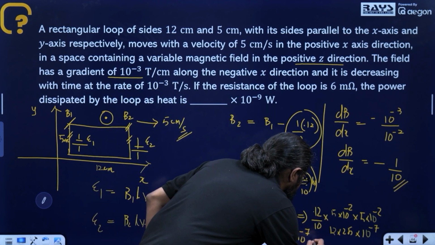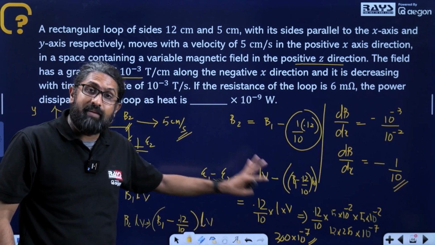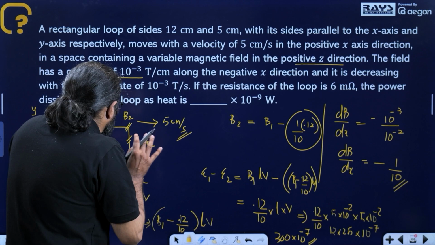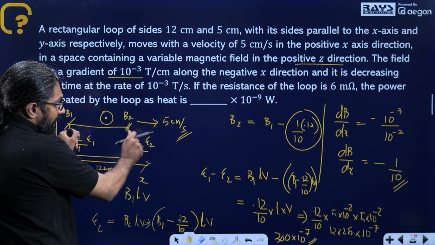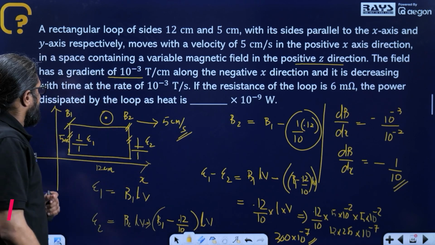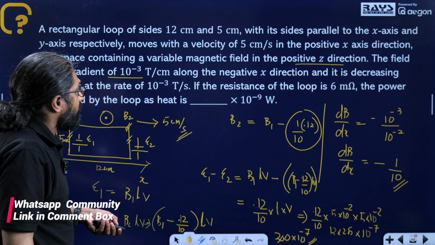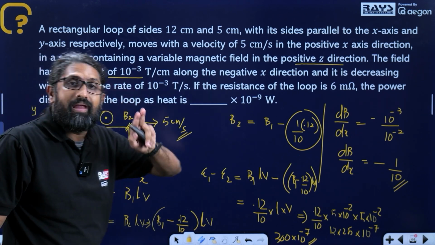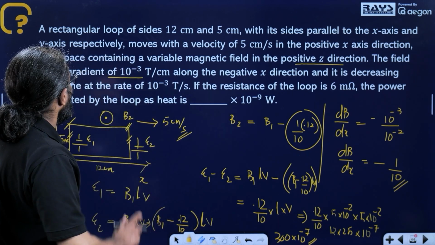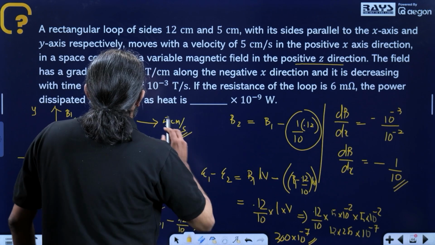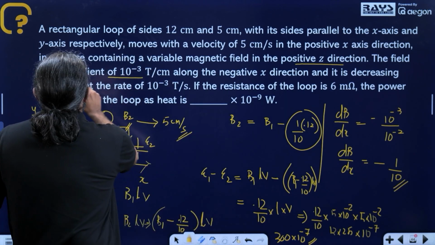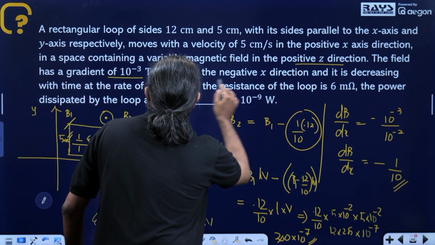300 into 10 raised to minus 7 volt ആണ് ഈ പറയുന്ന EMF വരിക. അത് മോഷണൽ EMFന്റെ സിറ്റുവേഷൻ കൊണ്ട് മാത്രം ഉണ്ടായതാണ്. Now listen to me very very carefully. ഈ ഒരു കാരണം കൊണ്ട് മാത്രമല്ല ഇവിടെ സർക്യൂട്ടിൽ EMF ഉണ്ടാവുക. സർക്യൂട്ടിൽ EMF ഉണ്ടാവാൻ ഇനി ഒരു കാരണം കൂടി ഉണ്ട്. That reason is the time varying magnetic field.